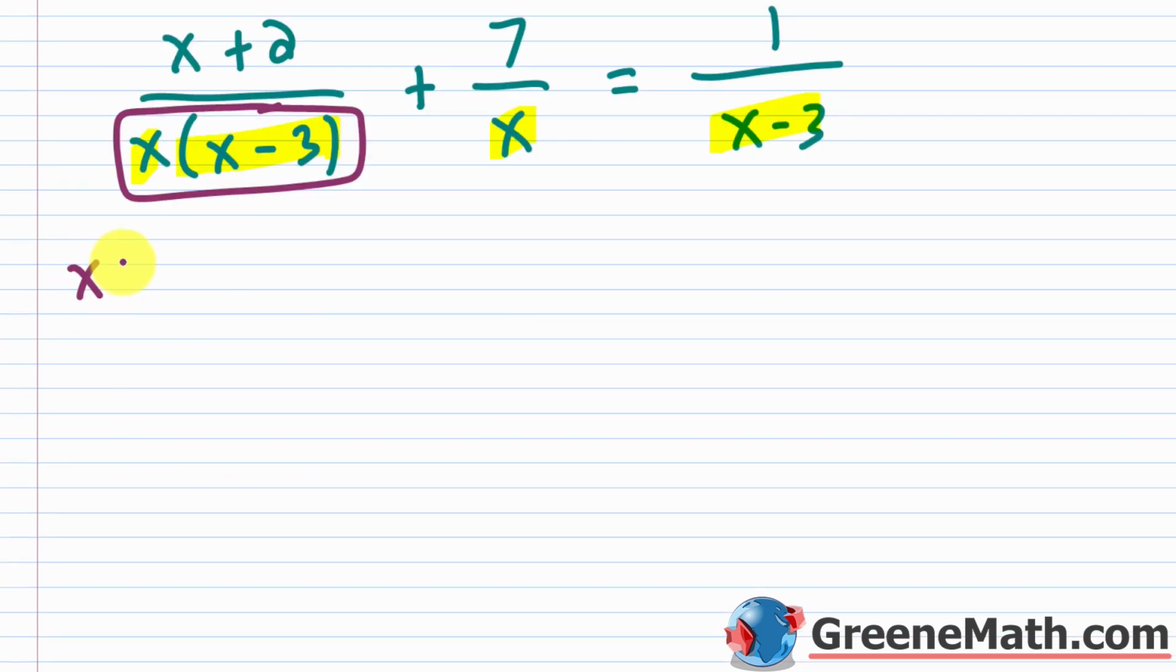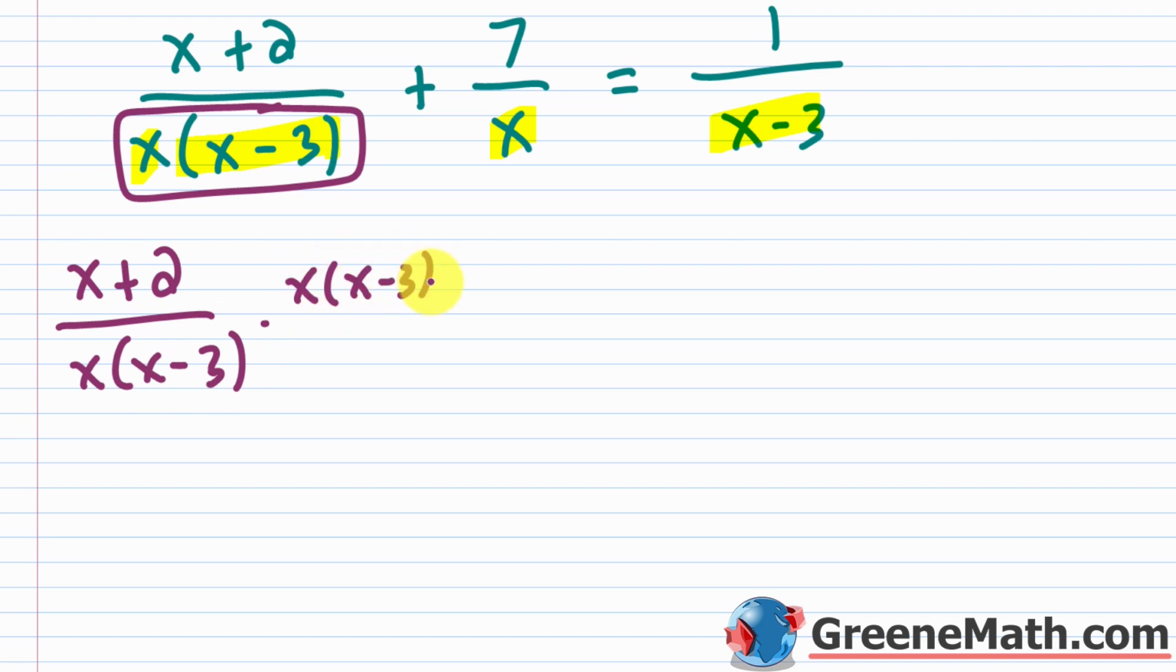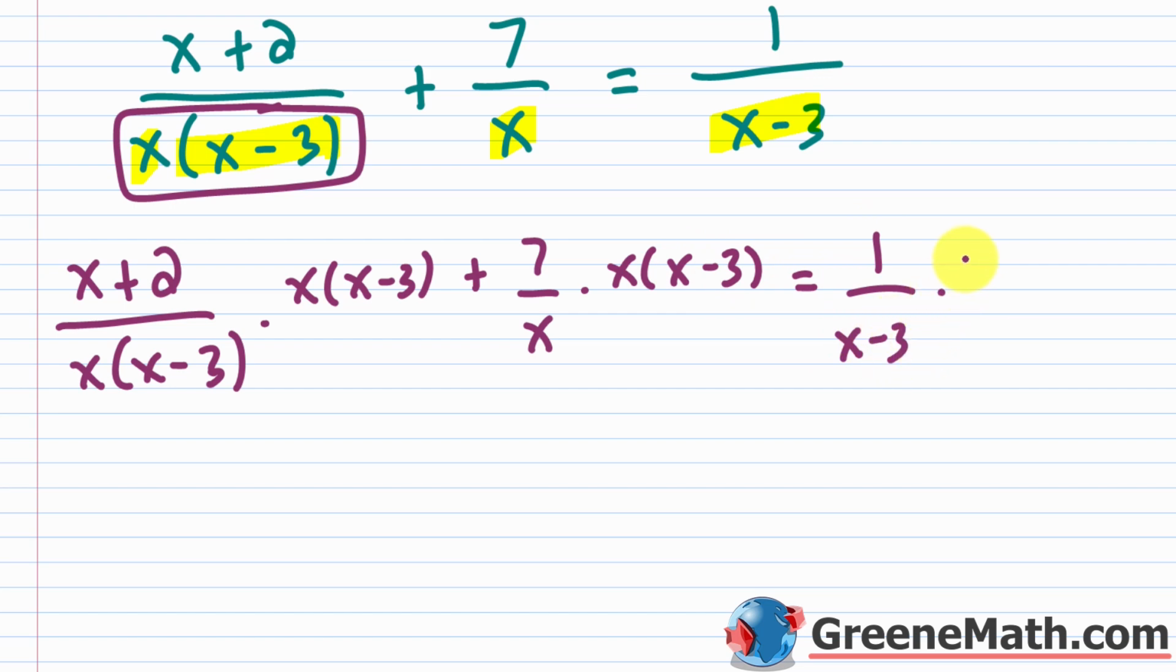So let's say we have (x plus 2) over x times the quantity x minus 3, and then this is times x times the quantity x minus 3. Then plus 7 over x, times x times the quantity x minus 3. And this equals 1 over x minus 3, times x times the quantity x minus 3. Let me wrap this just for clarity. It's not necessary, but a lot of students need it.